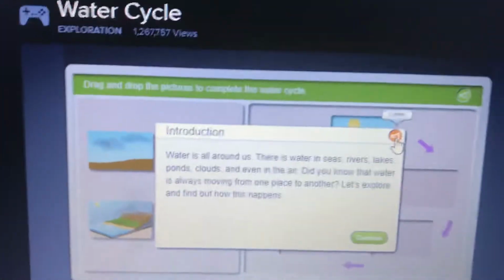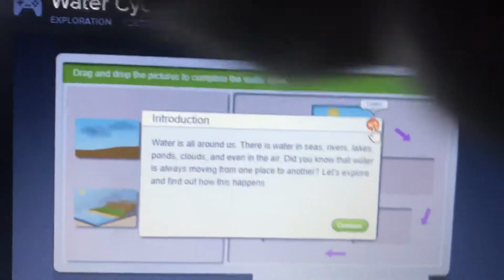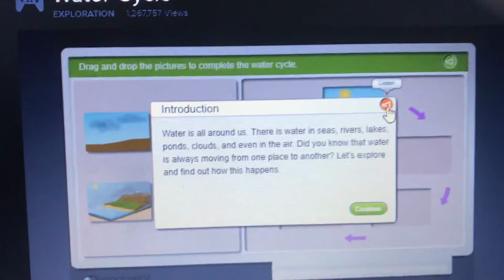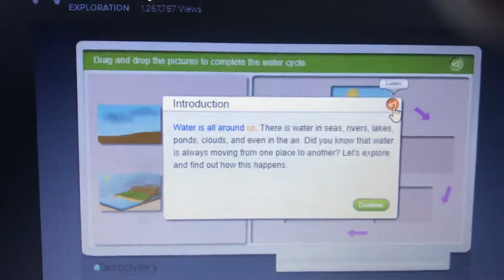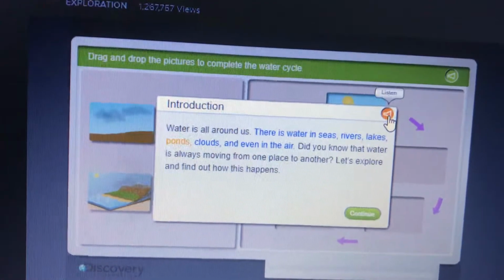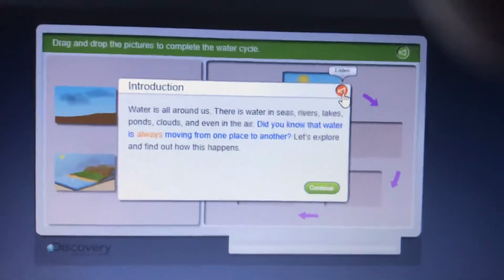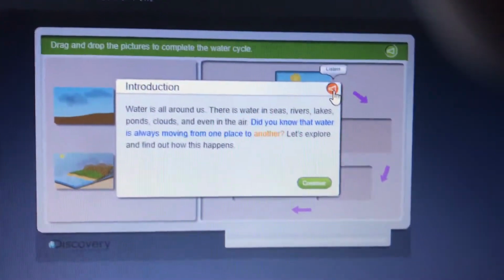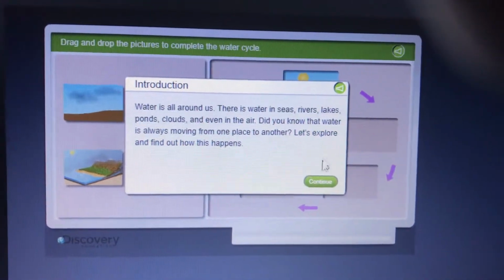So this is called the Water Cycle Exploration from Discovery Education. We're going to listen to this. Water is all around us. There is water in seas, rivers, lakes, ponds, clouds, and even in the air. Did you know that water is always moving from one place to another? Let's explore and find out how this happens.